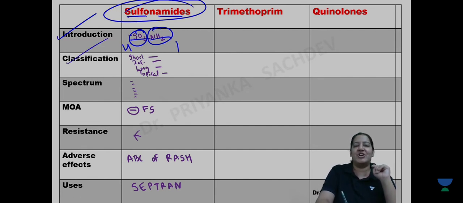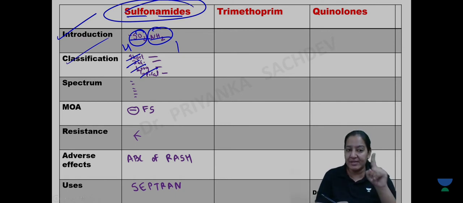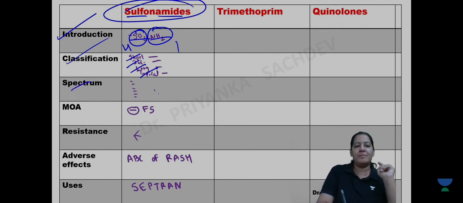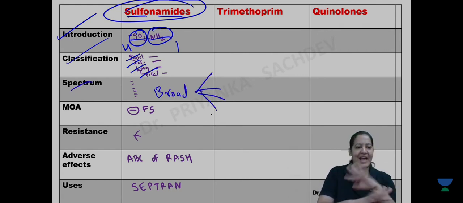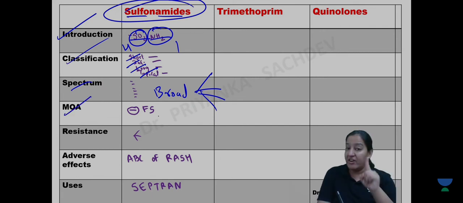Classification. Who will tell me the classification? Short acting, intermediate acting, long acting, topical and special. You know the drugs in each category. Say yes or no. Coming to the spectrum, say broad spectrum. Simply say broad spectrum: gram positive, negative, cocci, bacilli, everything. Mechanism of action, in one word, you say.